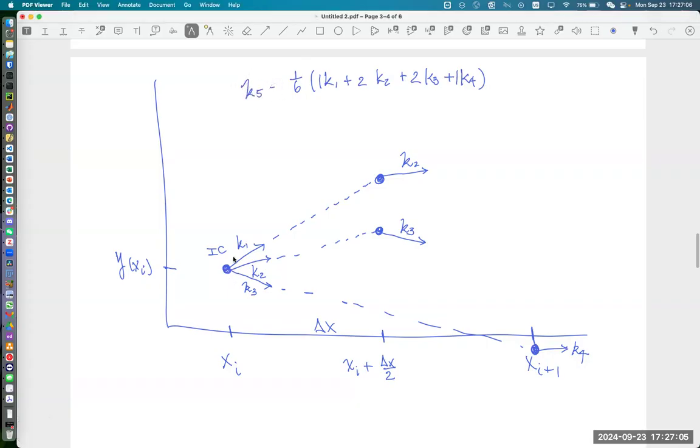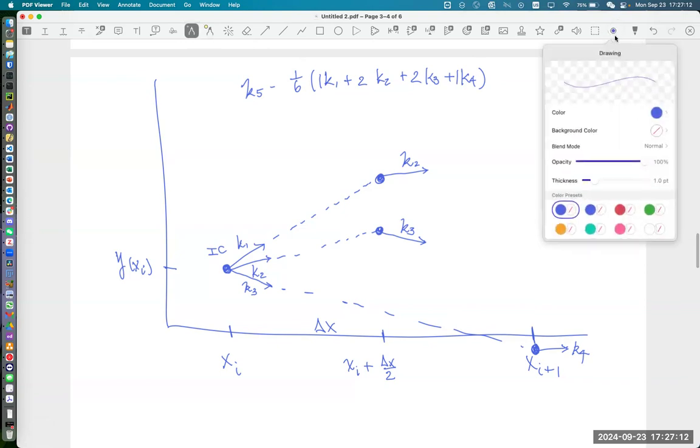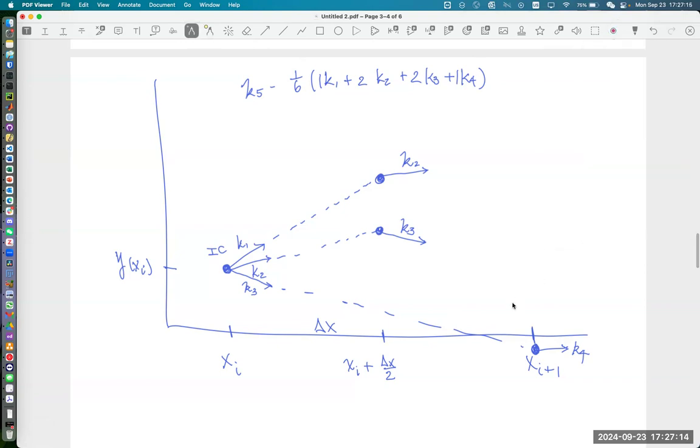And then the weighted average, maybe let's change the color. Let's say the k average should be focusing more on k2 and k3. So k2 and k3 are here. So maybe the k5 is like this. And then you use k5 to do one step of forward Euler, like this. And this is the RK4 method.